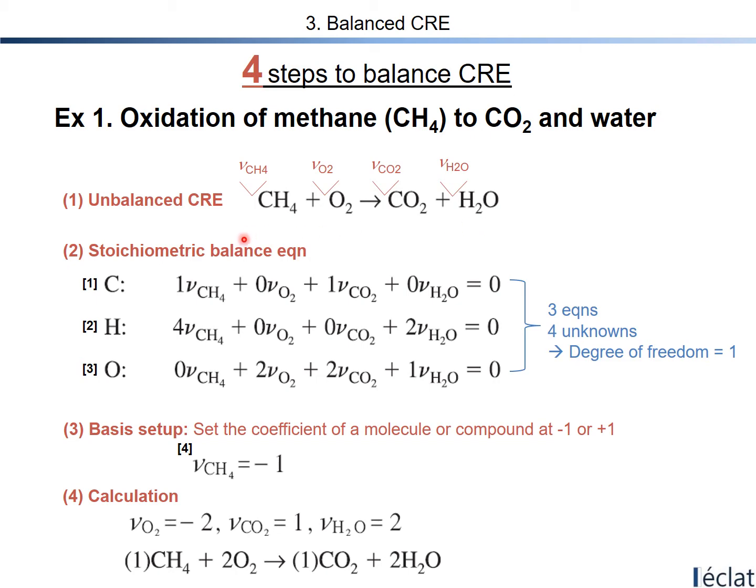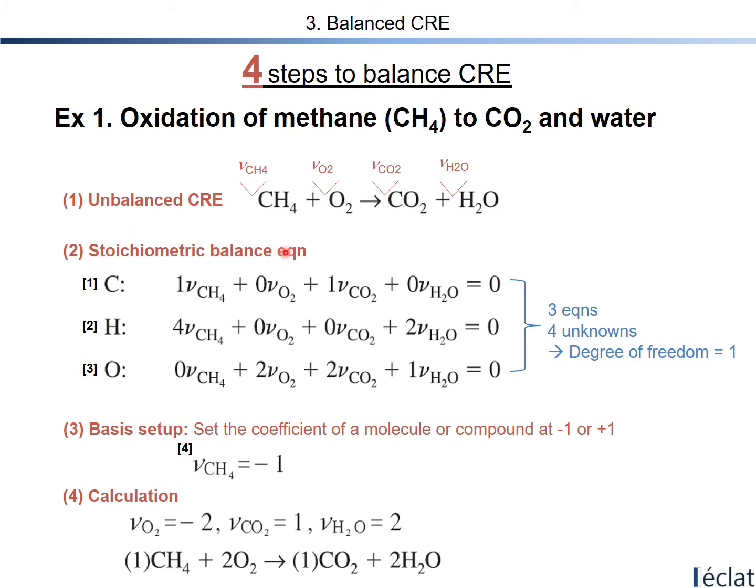Let's go to the second step. Here are the stoichiometric balance equations. In this unbalanced chemical equation, you have 3 kinds of atoms: carbon, hydrogen, oxygen. It means we will get three different equations in terms of stoichiometric balance equations.